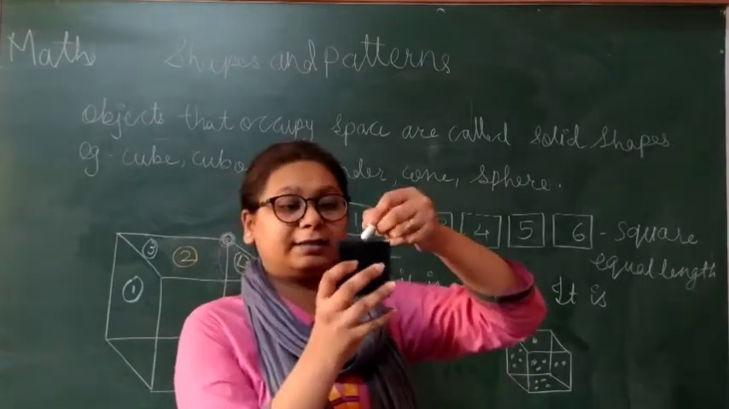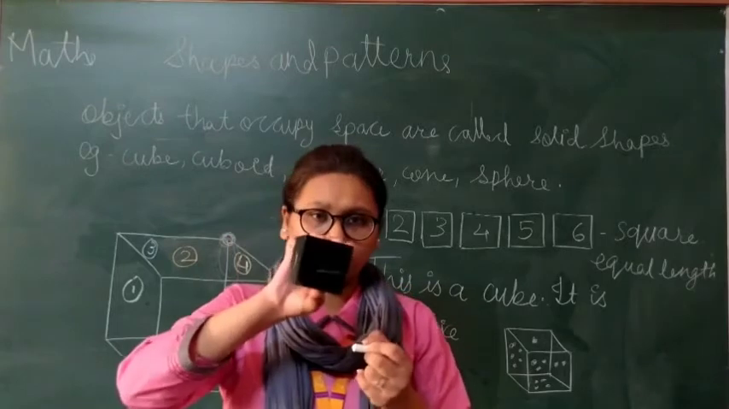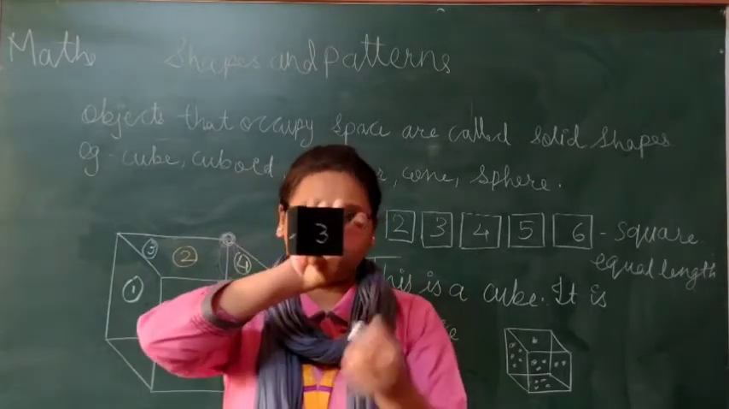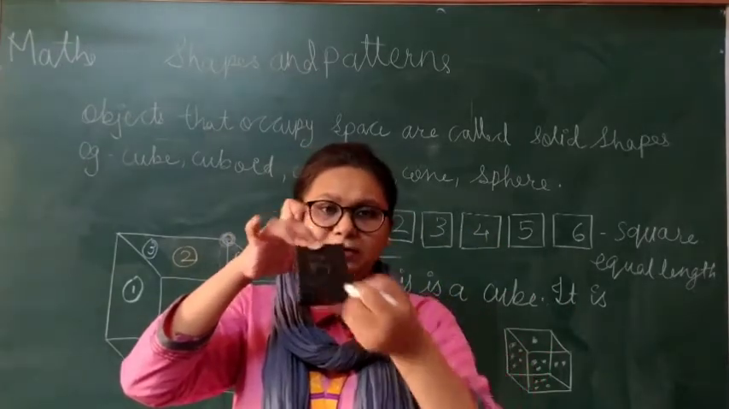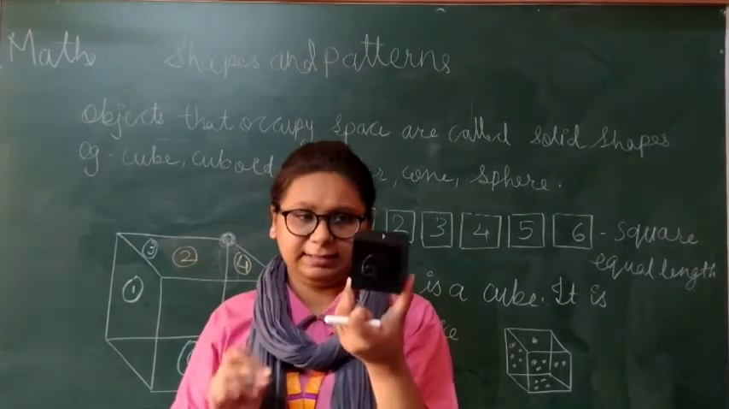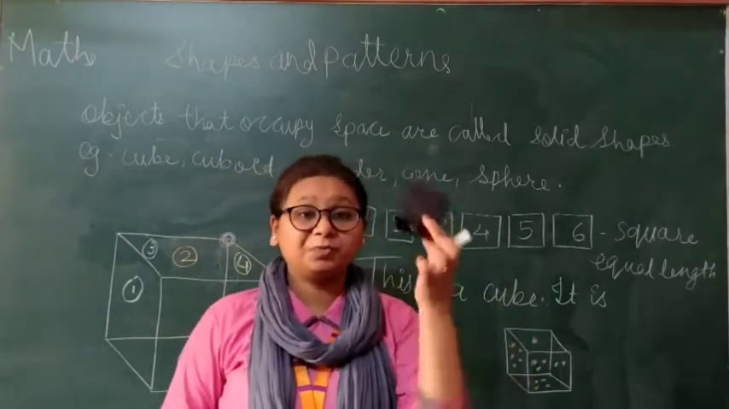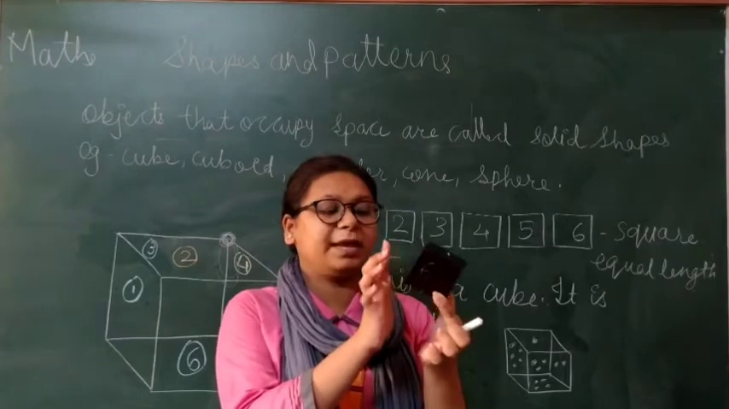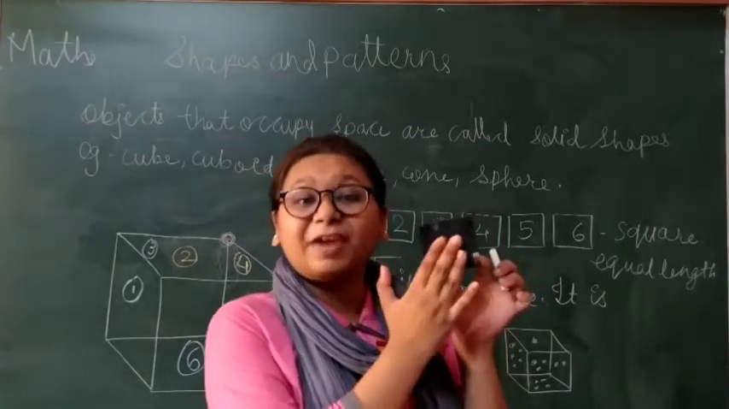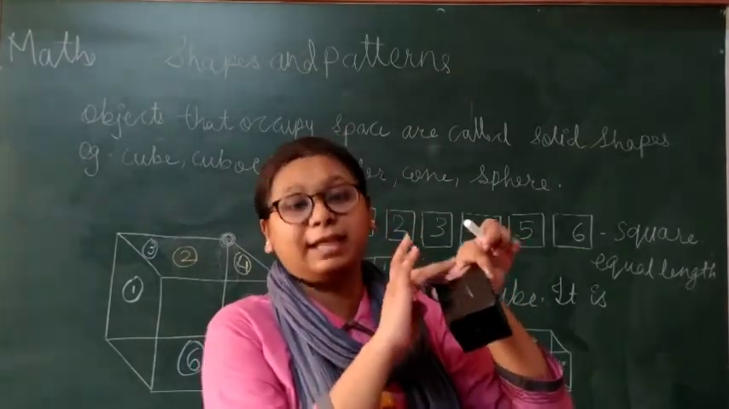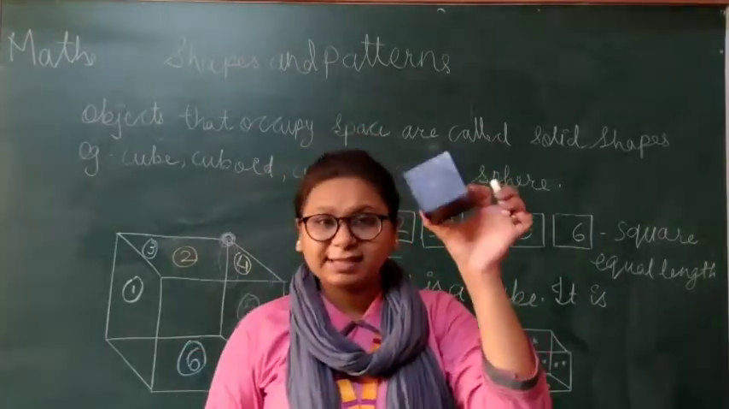Okay? Starting from here, this is side 1. See, side 1, side 2, side 3, side 4, side 5 and side 6. Okay students, so these are the 6 sides of a cube. These sides which we can touch with our fingers or with our hands are known as faces. So a cube has 6 faces. All the faces are of equal length.